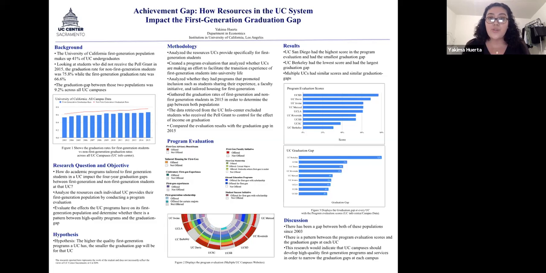My findings show that UCSD had the highest program evaluation score and the smallest gap between both of these populations. And similarly, UC Berkeley had the lowest program evaluation score and the highest graduation gap between both of the populations. This then goes into a discussion of whether UCs should develop high quality first generation programs and services in order to narrow that gap between both of those populations.